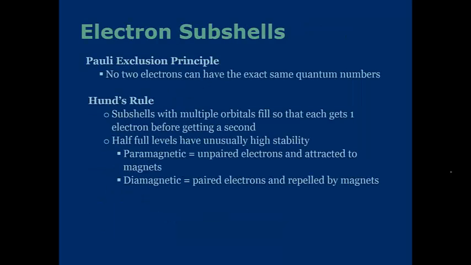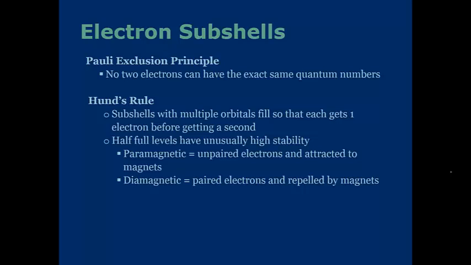When we look at electrons and shells and subshells, we have to take 2 concepts into mind. The first is the Pauli exclusion principle, which simply states that no 2 electrons can have the exact same quantum numbers. Each electron is functionally unique, just like everyone that you know. They can't have the same quantum numbers for this reason. If you see an electron on an MCAT question that has the same quantum numbers, you can very easily exclude that answer choice. Hund's rule states that subshells with multiple orbitals have to fill so that each gets 1 electron before getting another. It also states that half-full levels have unusually high stability.